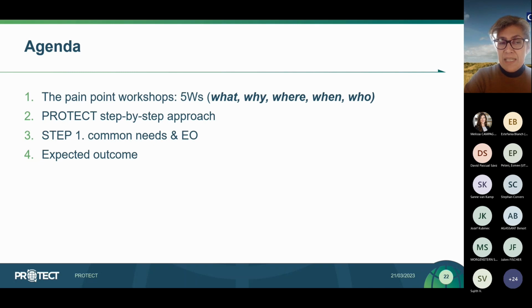And we will focus specifically on step 1 of the AFIP methodology to understand what the common needs are regarding climate services and Earth observation. And lastly, we will reflect on the expected outcome from these workshops. So next slide, please.